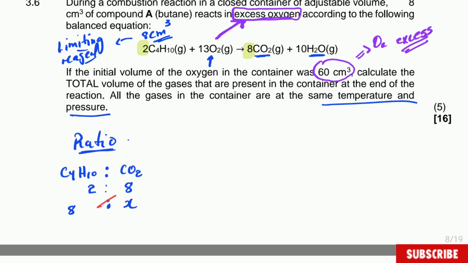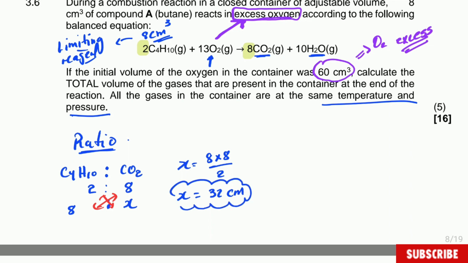And this one is a cross product here, guys. So you get that X is equal to 8 times 8 divided by 2. So X is equal to 32 cubic centimeters. It's a centimeter, not decimeters. So that is the first amount we have. Now we know that at the end of the reaction, we have produced 32 cubic centimeters of carbon dioxide.